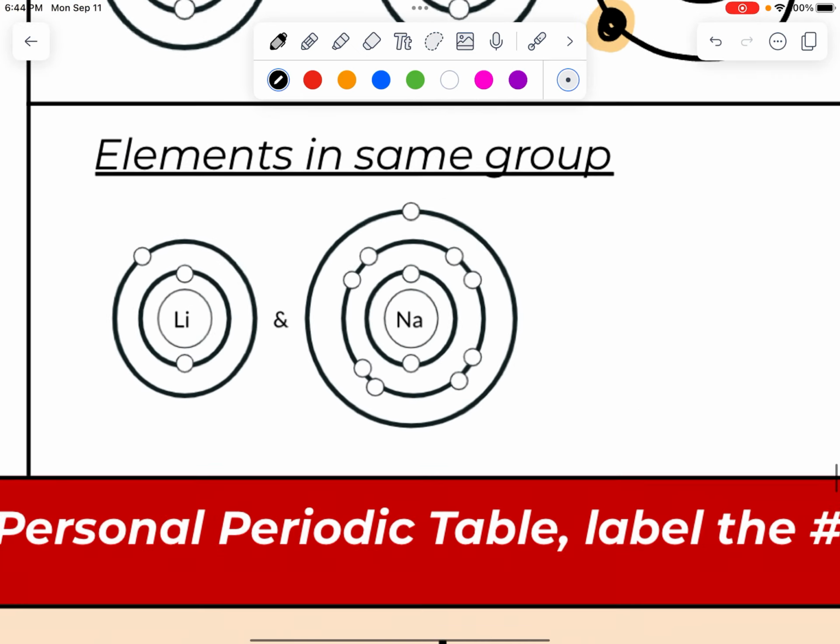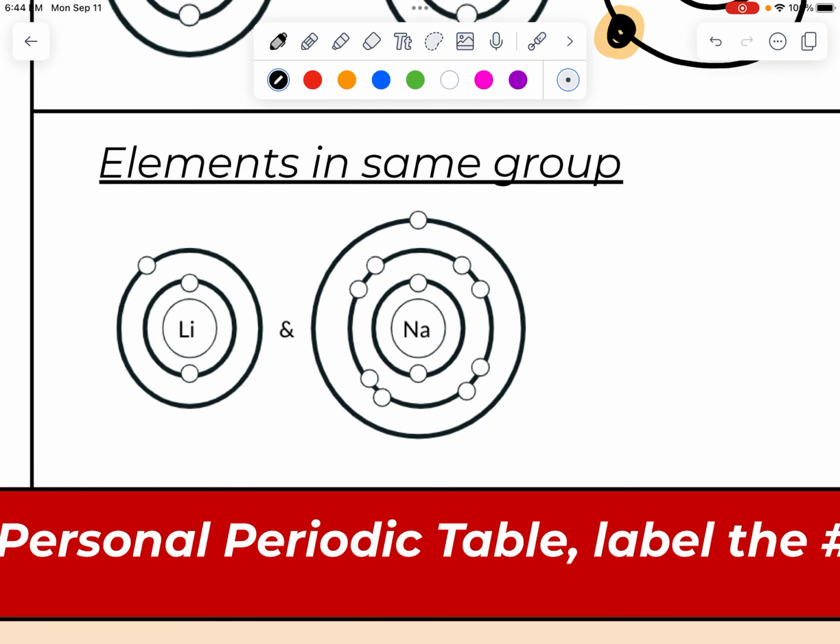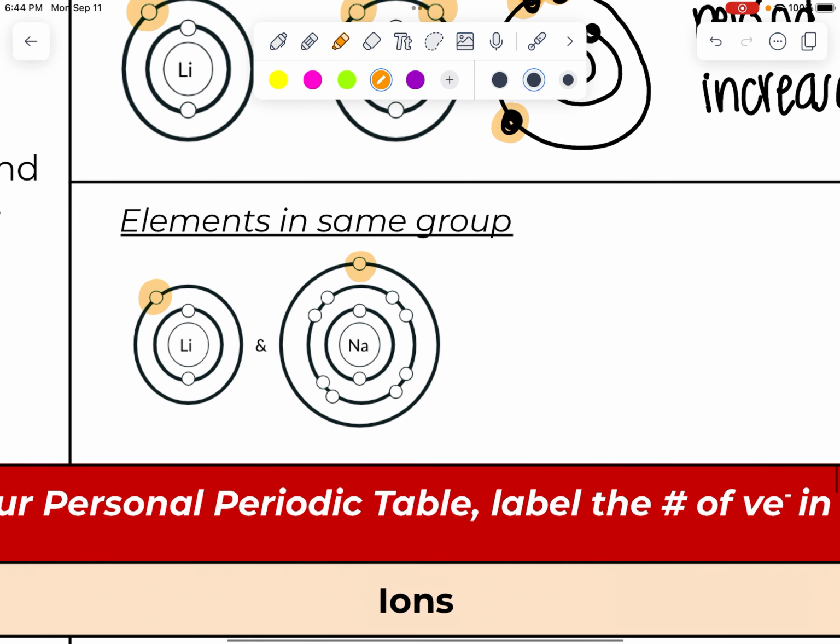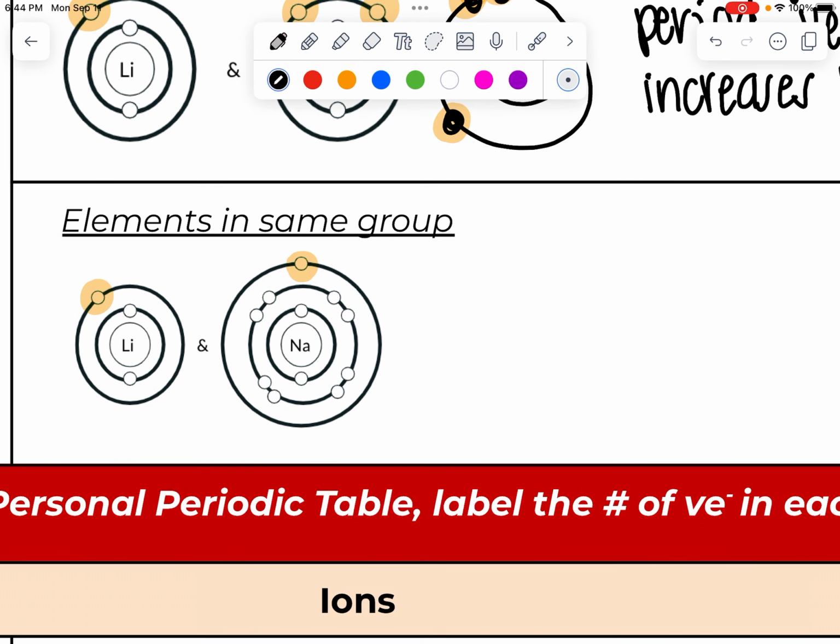All right, how about elements that are in the same group? So lithium and sodium we've got here now. So lithium, which group is it in? It's in group 1. It has 1 valence electron. Sodium, which group is that in? This is also in group 1. It has 1 valence electron. Okay, so what's the pattern here? What are we noticing? Elements that are in the same group have the same number of valence electrons. Hydrogen, group 1, would have 1. Potassium, group 1, has 1. Rubidium, group 1, has 1. So everything in the same group has the same number of valence electrons.